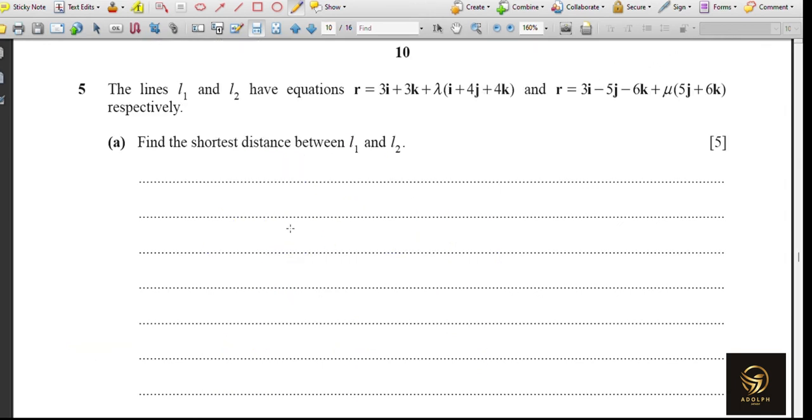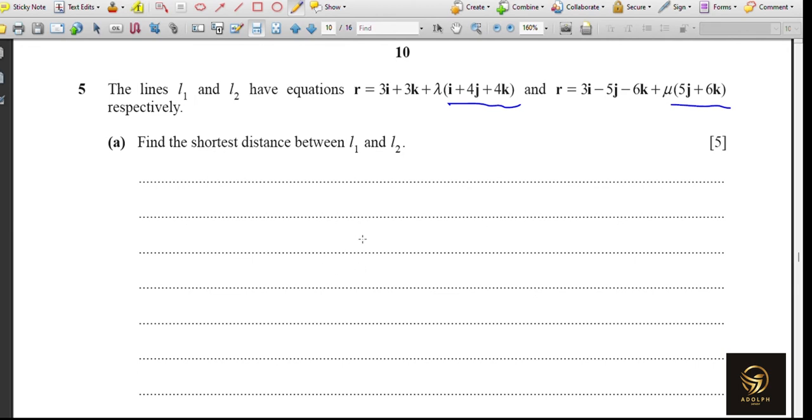So the lines L1 and L2 have equations. They gave the vector equations respectively. Find the shortest distance between L1 and L2. If you are going to find the shortest distance, first we need to verify whether they are going to be skew or not. We can check that clearly they are not parallel. And they won't be intersecting either, because if they were intersecting they wouldn't be asking for the shortest distance. So it's skew lines.